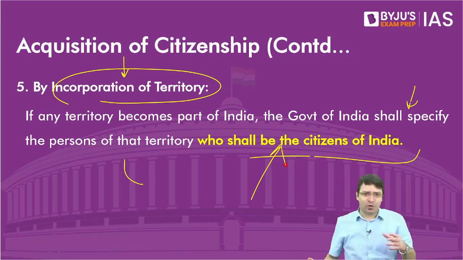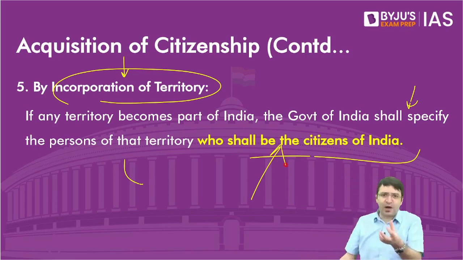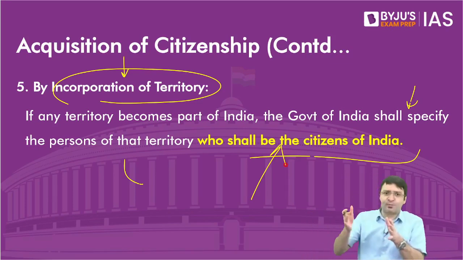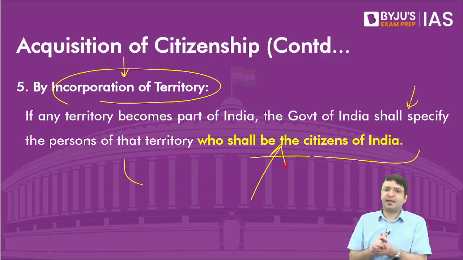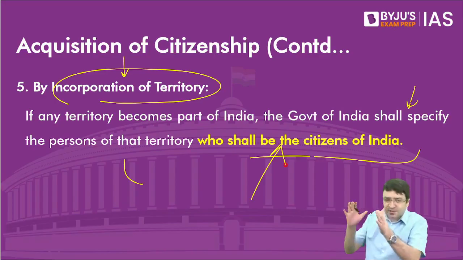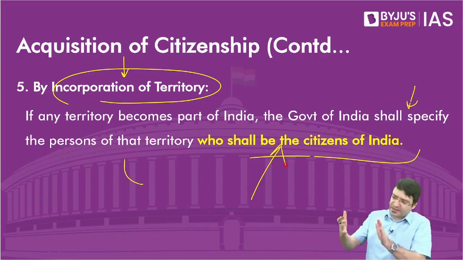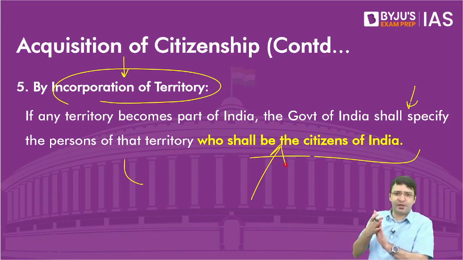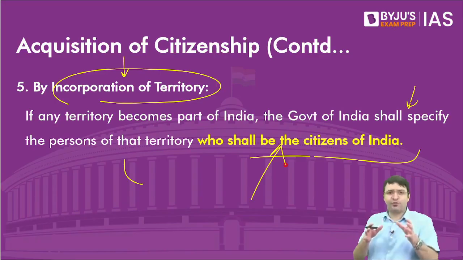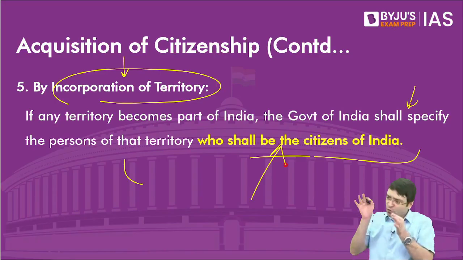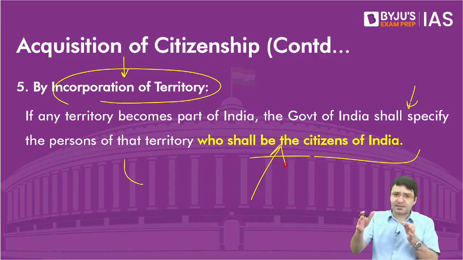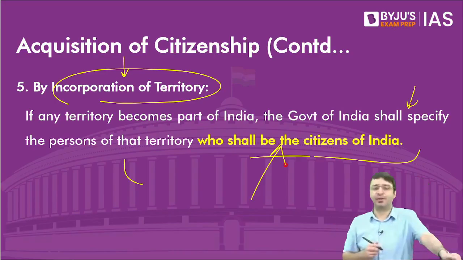For example, tomorrow, if we acquire Pakistan, if Pakistan also becomes part of India, that doesn't mean all the citizens of Pakistan automatically become the citizens of India. No, the central government, which is the MHA, the Ministry of Home Affairs, will specify who all from Pakistan can become the citizens of India.